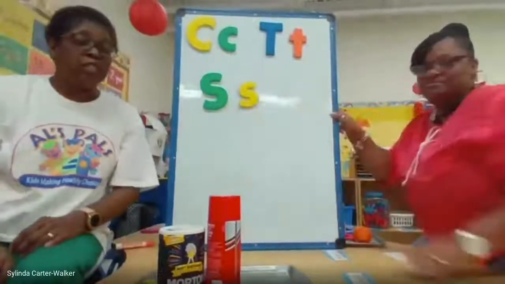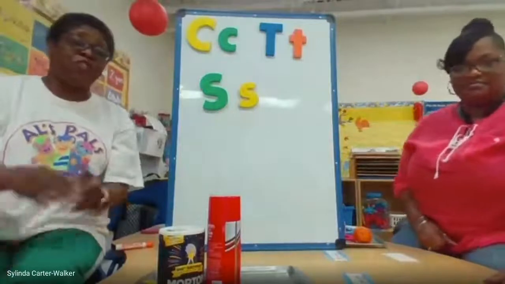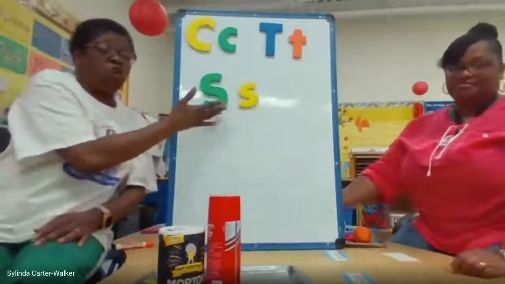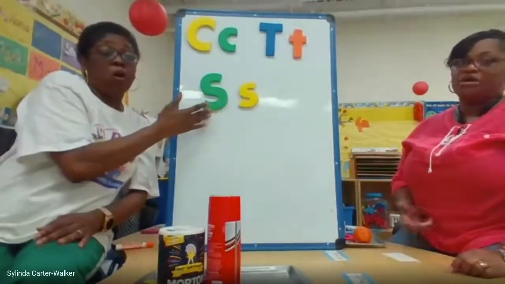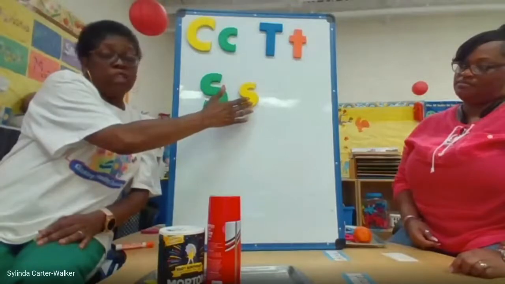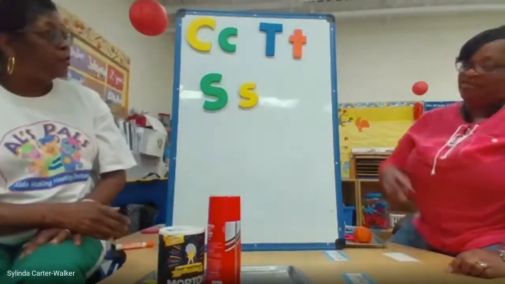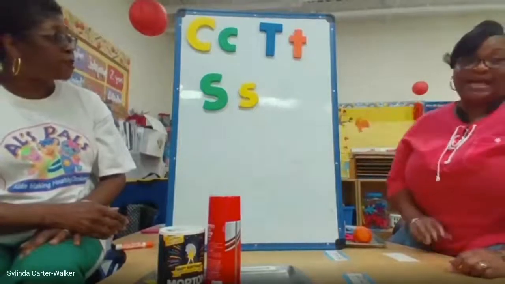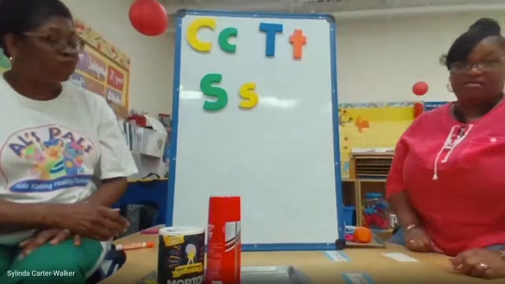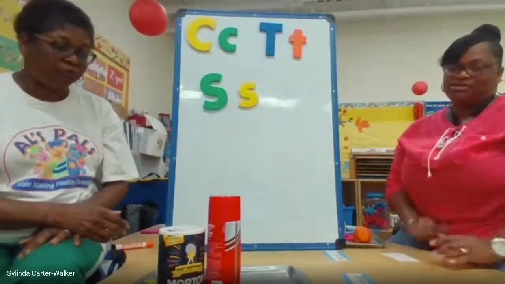If you notice, both letters look exactly alike with the exception that one is big and one is small. The big one is called capital or uppercase, and the small one is called a lowercase letter. And if you look at them, they're exactly the same. Just like the letter C, exactly the same. Just one is bigger and one is smaller.